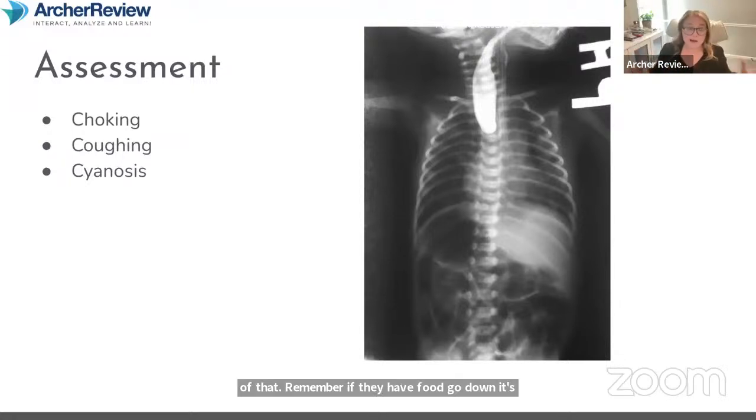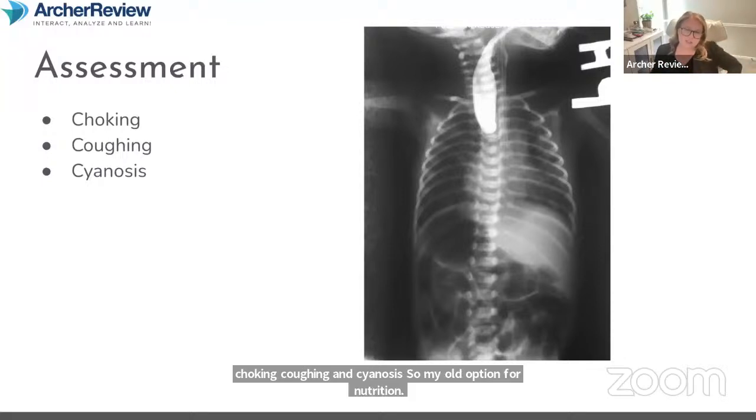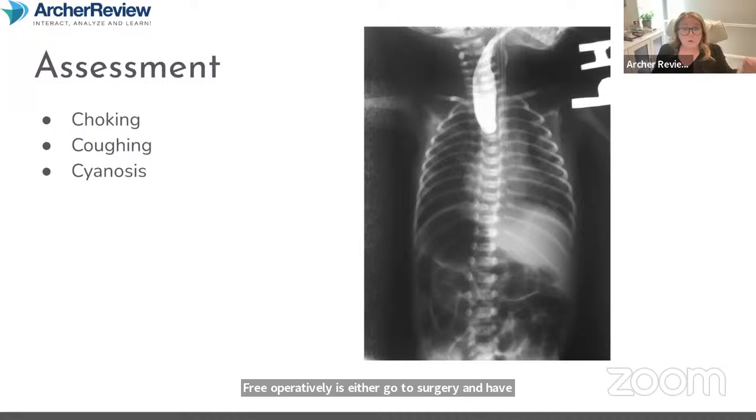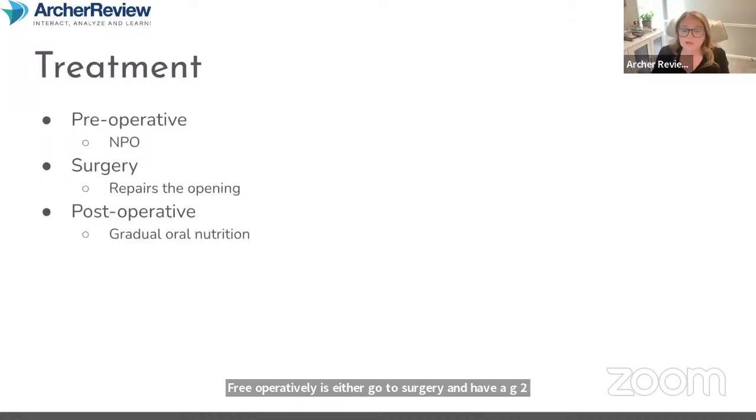So my only option for nutrition pre-operatively is either to go to surgery and have a G tube put right in their belly or to use TPN. And those are both longer term solutions. So they haven't really gotten great nutrition before surgery, which is why after surgery, that is the priority.